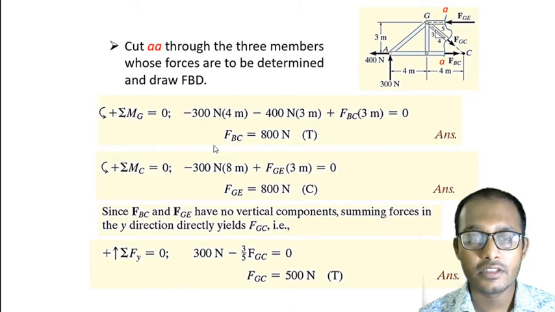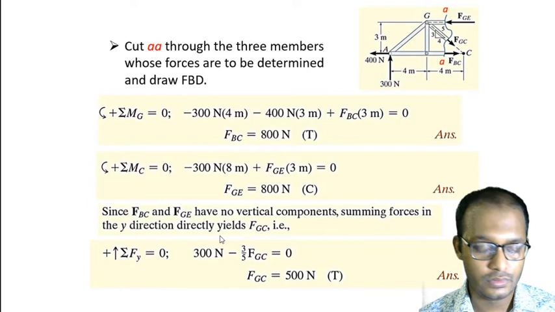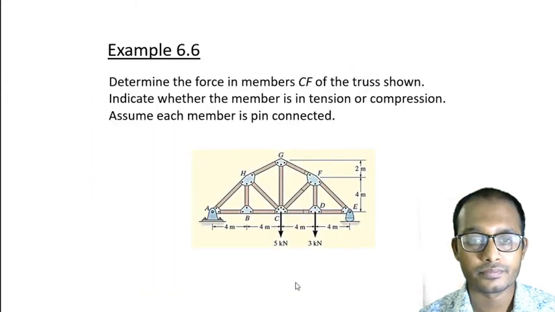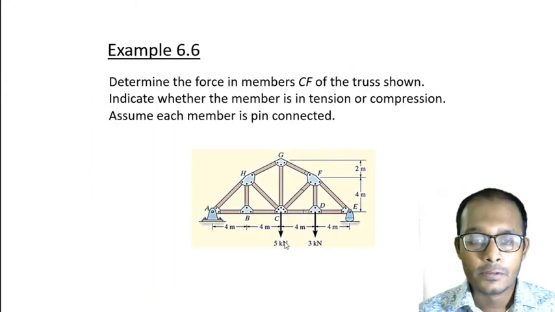So now we have easily solved these three unknown forces, FBC, FGE, and FGC. In this way we can find out unknown forces in a structure easily by applying the method of sections. Now let's solve another problem.